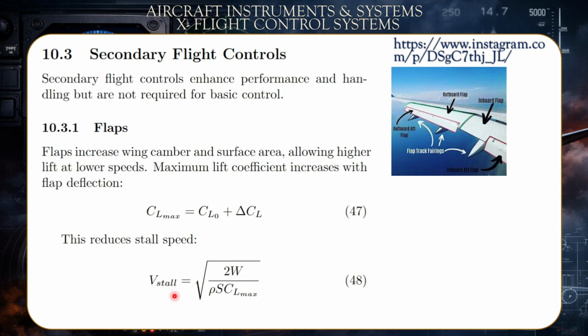So, V stall, or the velocity of the stall, is equal to the square root of 2W divided by rho S CL max. Exactly. Rho being the density of the air, times S, which is the wing area, multiplied by the maximum lift coefficient, which is the CL0, the original lift coefficient, with the added lift coefficient that has been accounted for after the extension of the flap.